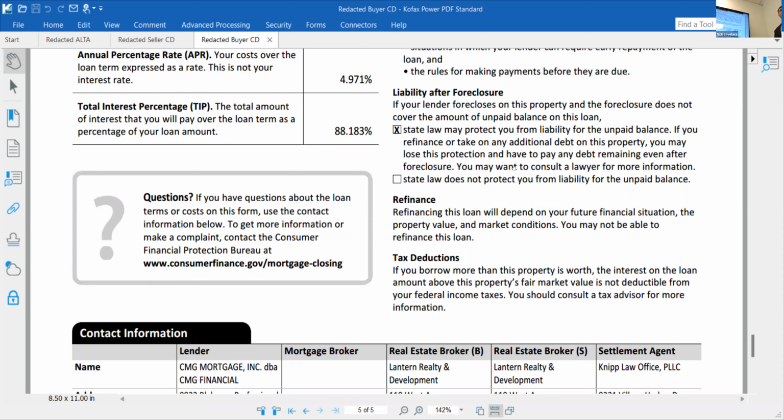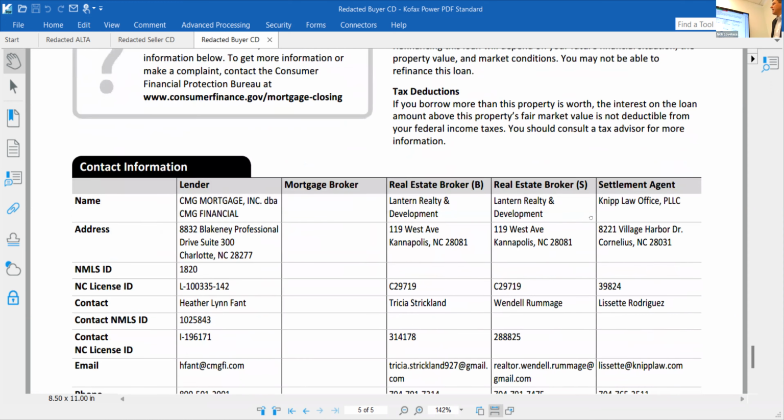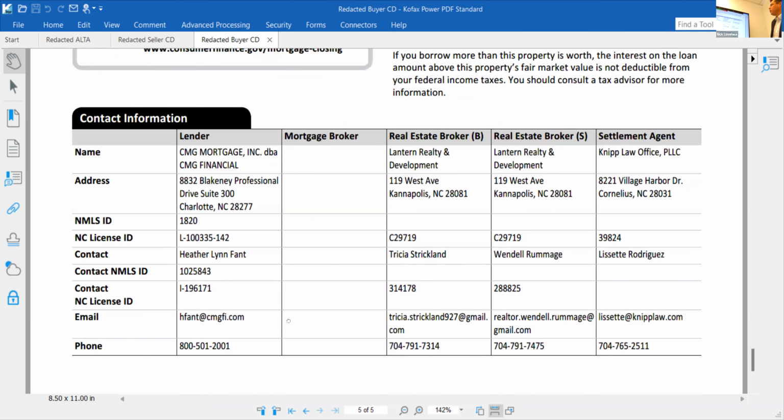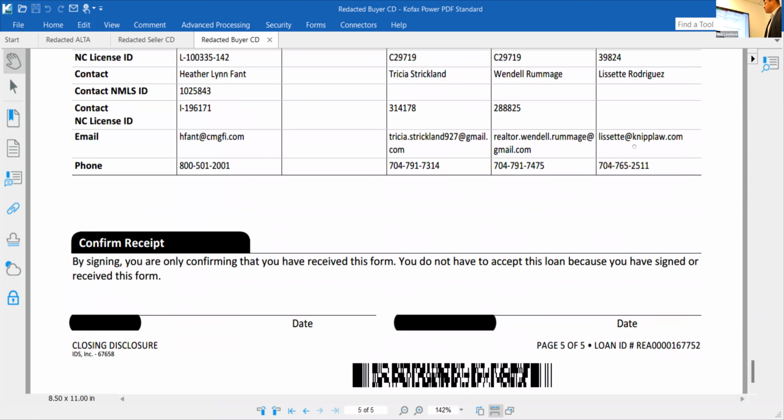Refinancing just says you can refinance, because of course you can, and most folks are going to, hopefully in the next year or two. Hopefully rates go down a little bit. And your tax deductions, again, that just says what we're going to say: consult a tax advisor for more information. And then we've just got the contact information for your lenders, for your agents, and oh, look who did this. Good job. So this has all the information for the folks associated who handle the transaction. And then down at the bottom of that 5th page is where folks sign.